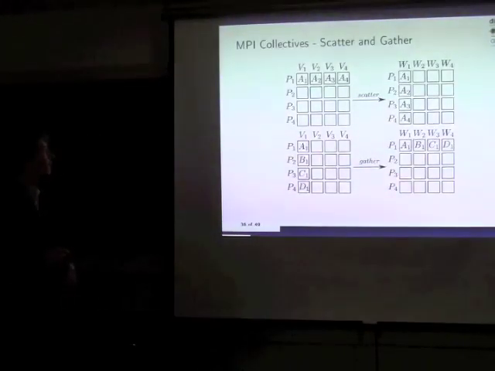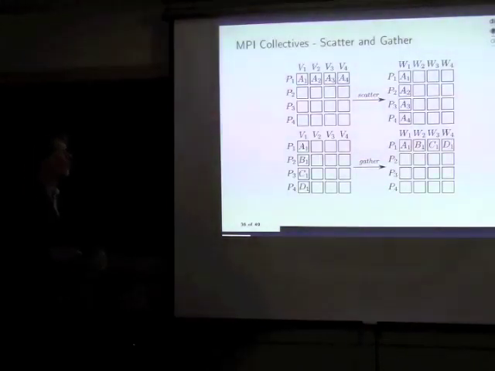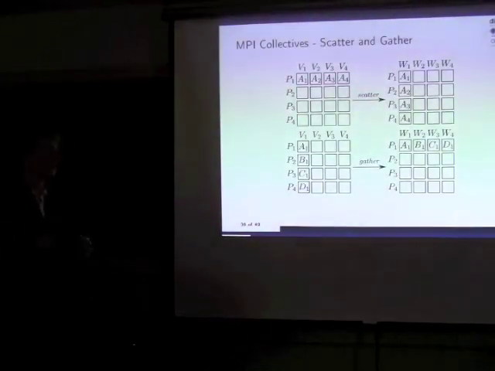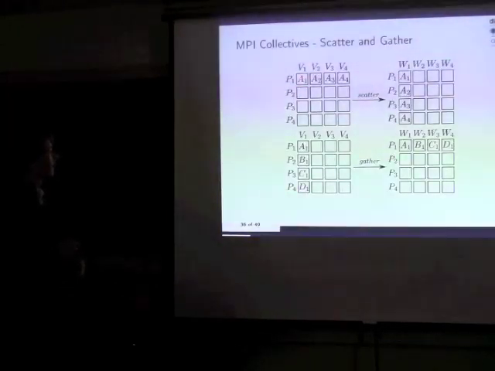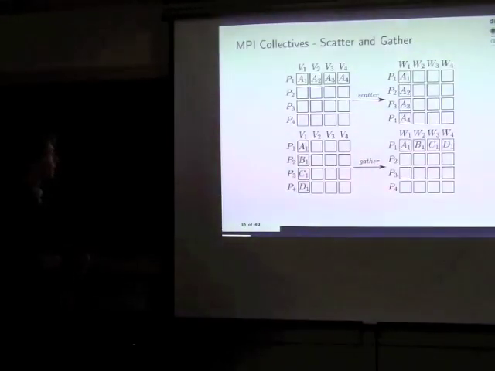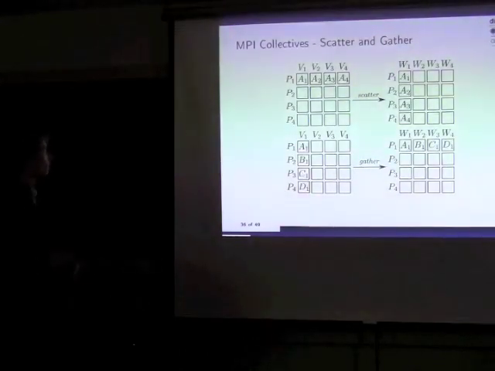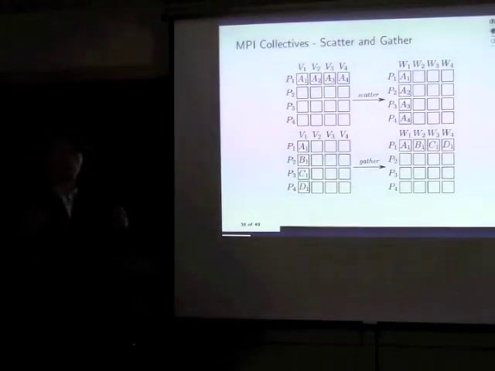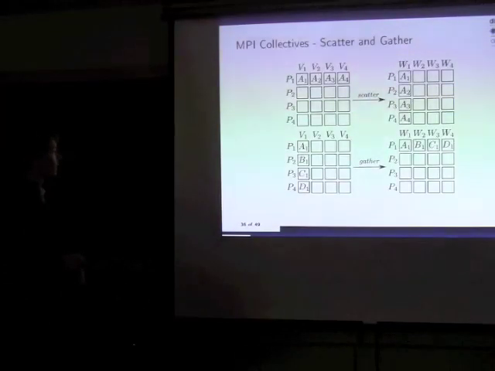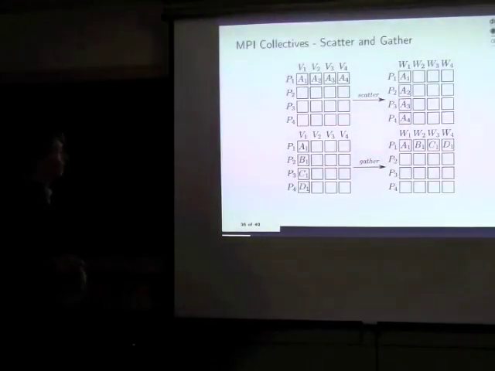In the scatter case, one SPU has some data prepared for each of the other SPUs, like this A1 to A4. And the scatter operation scatters these data elements to all the other processes or SPUs, like this. The gather is kind of inverse. In this case, all the processes have data prepared, and only one process wants to have all the data, so it calls gather, and actually all of them call gather, and we end up with something like this.